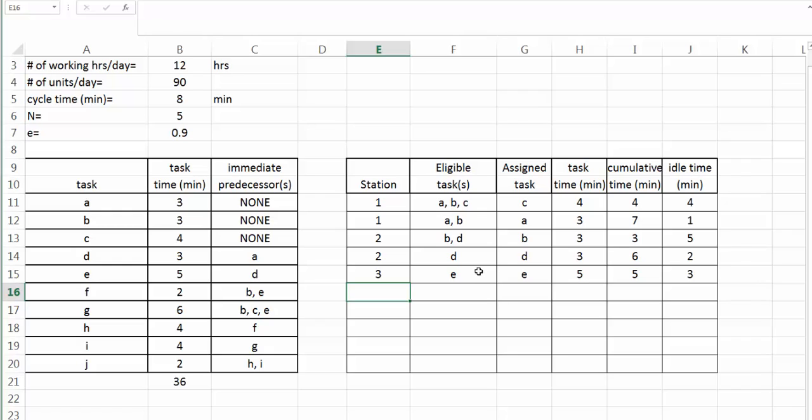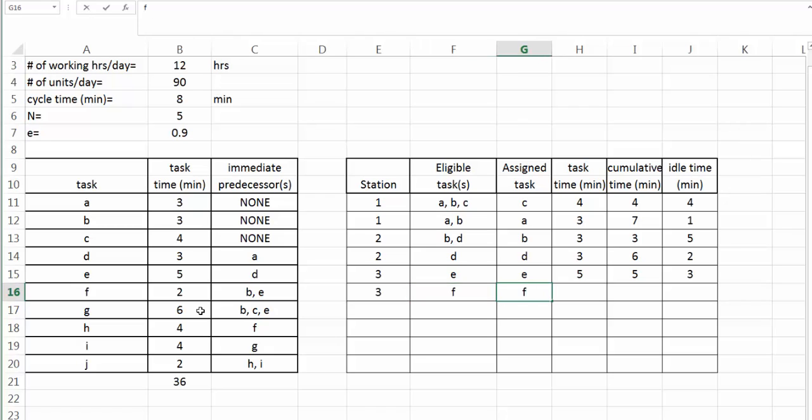And after E is completed, we have room at station 3 for one more task. At this moment, A, B, C, D, E are completed. As a result, who is eligible? F, of course, is eligible. And G, in theory, is also eligible. But here's the dilemma. We have only 3 minutes left at workstation 3. F takes 2, but G takes 6 minutes. Even though both F and G are next in line, we cannot assign G to workstation 3 because it takes way more than 3 minutes. As a result, the only task eligible over here will be F.